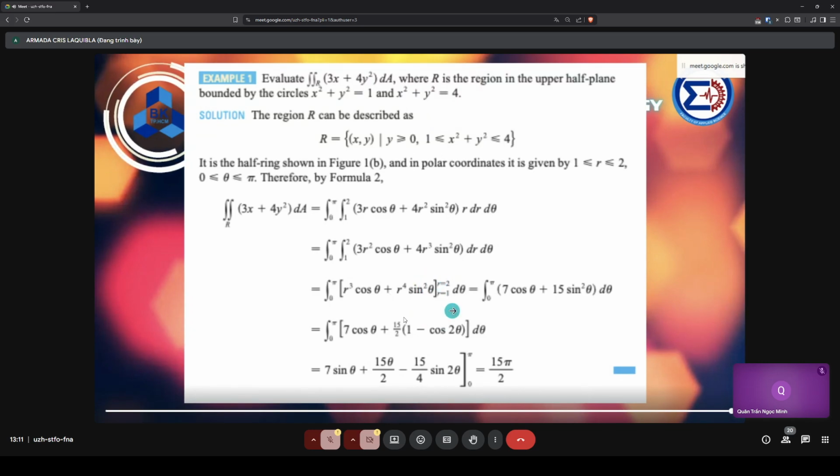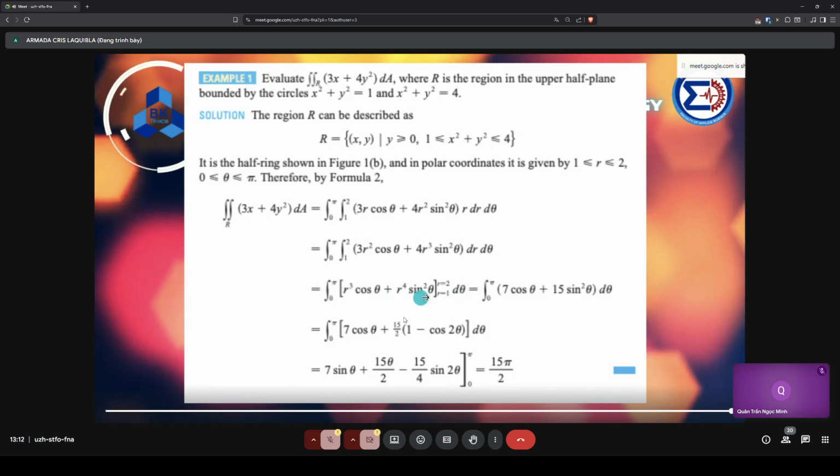Evaluate this from 1 to 2. Now you substitute 2 here. We have 2 cubed. That's 8 cos theta. And then when you substitute 2 here, 2 to the fourth, it's 16 sine squared theta. Now when you minus the 1 there, so minus 1 with your cos theta. So this becomes negative cos theta. So 8 cos theta minus 1 cos theta becomes 7 cos theta.